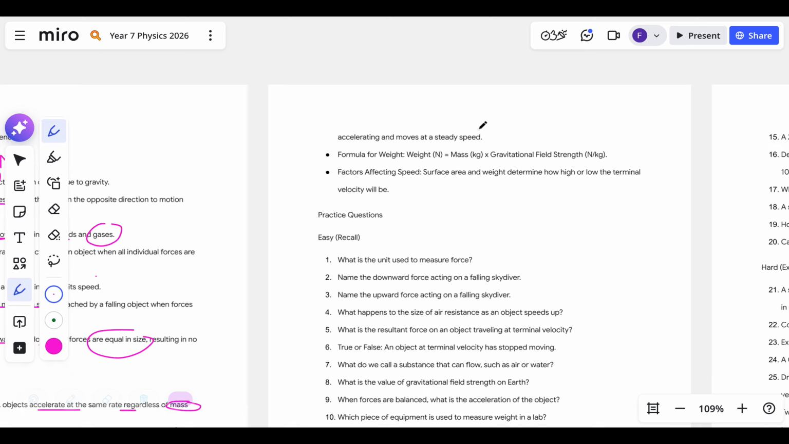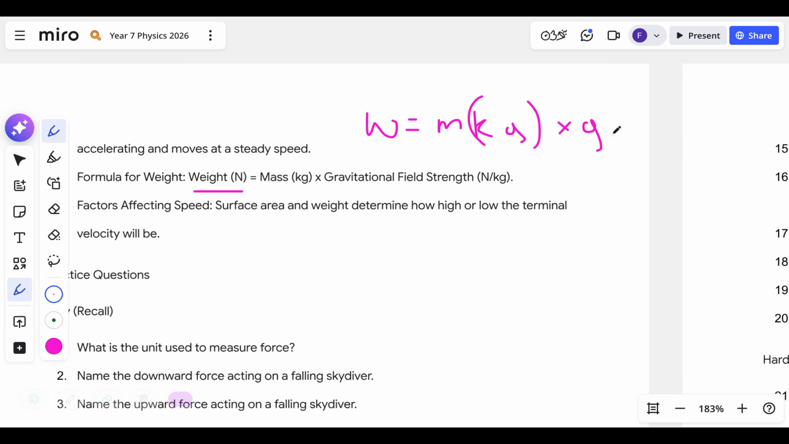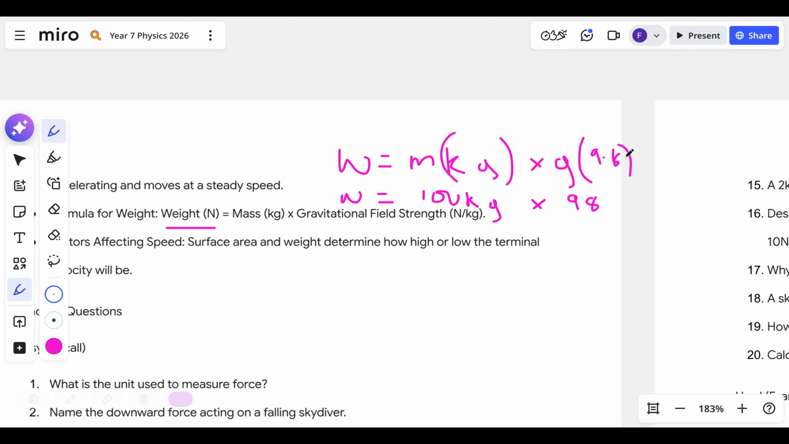Now, there are two formulas you need to know. I've done one of them before, but I'm just going to go through it again. Weight equals your mass in kilograms times gravity. Gravity on Earth, unless we tell you otherwise, is 9.8. So when you look at my weight on Earth, my mass is 100 kilograms. Gravity is 9.8.